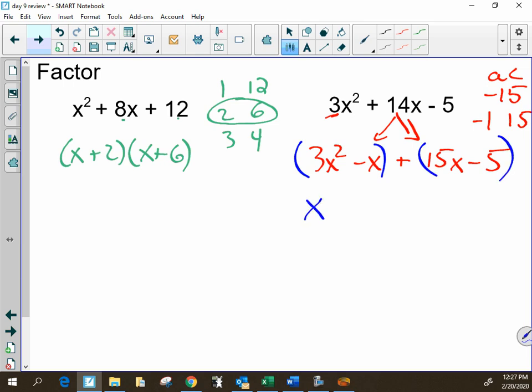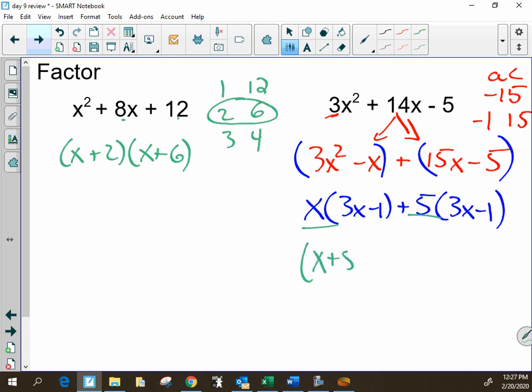Greatest common factor in the first one is x, and that gives me 3x minus 1. Greatest common factor in the second one is 5, which gives me 3x minus 1. So this will factor as x plus 5 times 3x minus 1. So those are the factoring. If you have any questions, you can go over those IXLs we talked about.